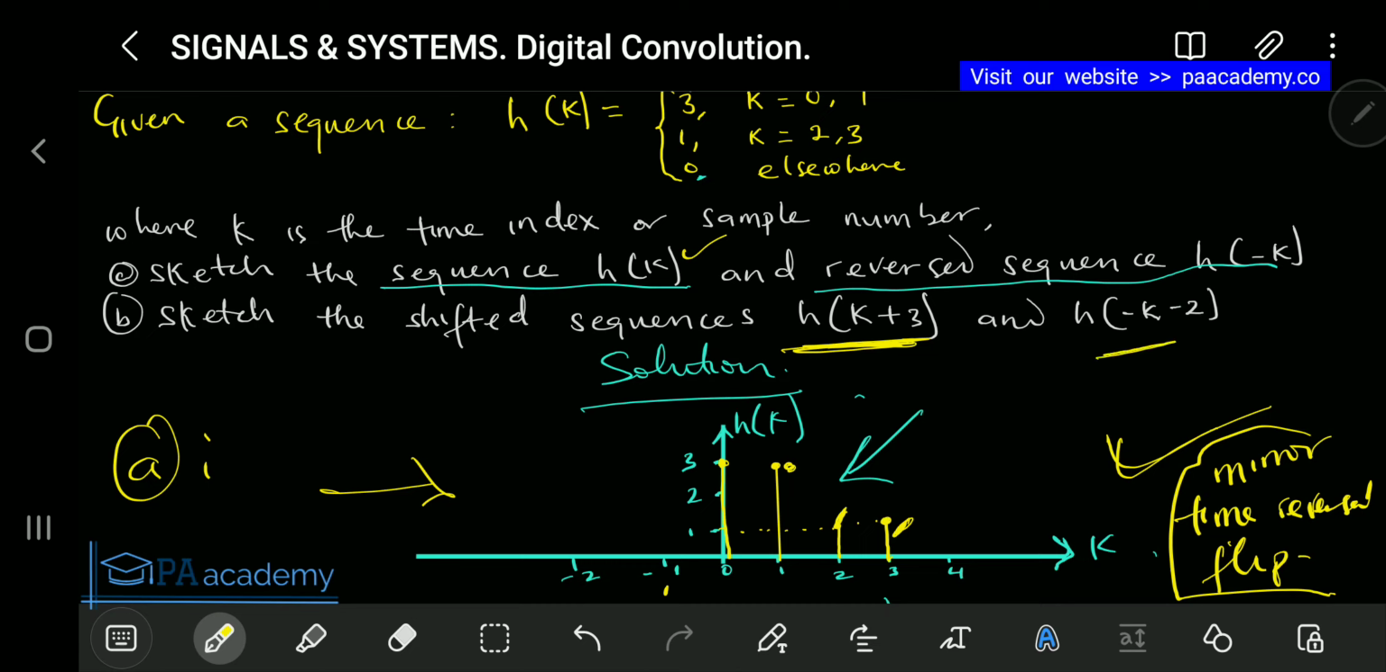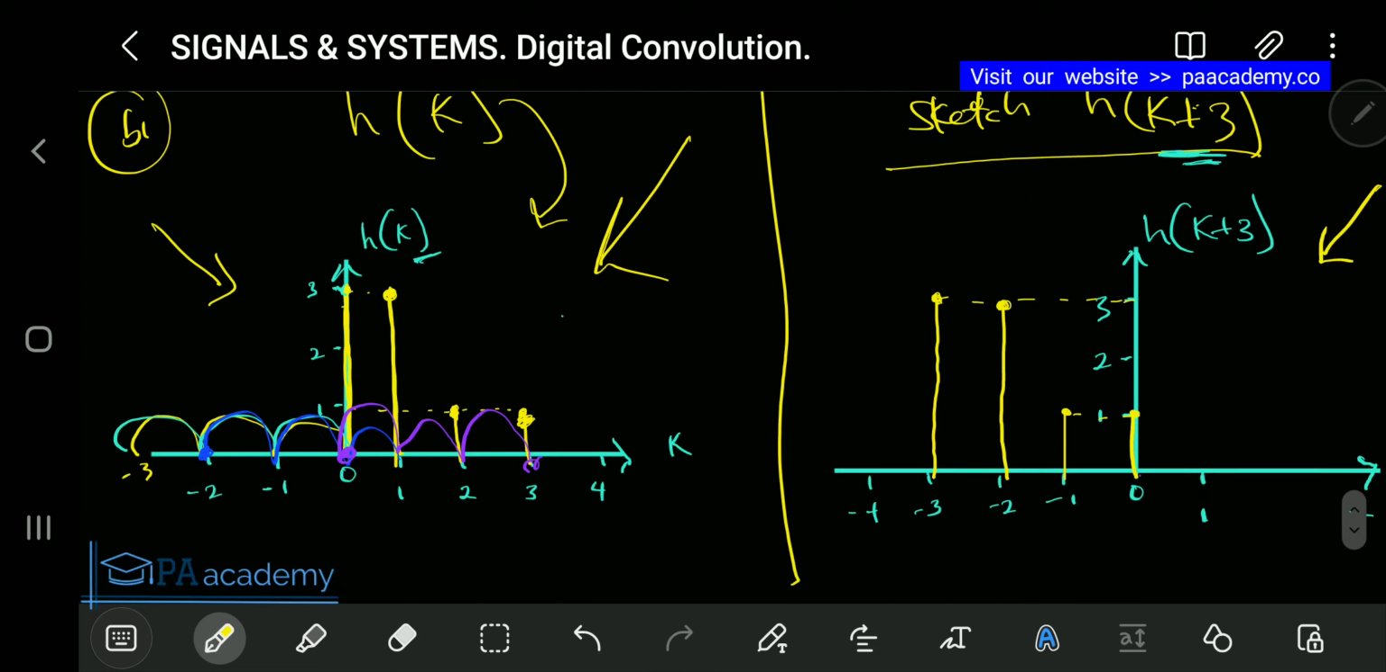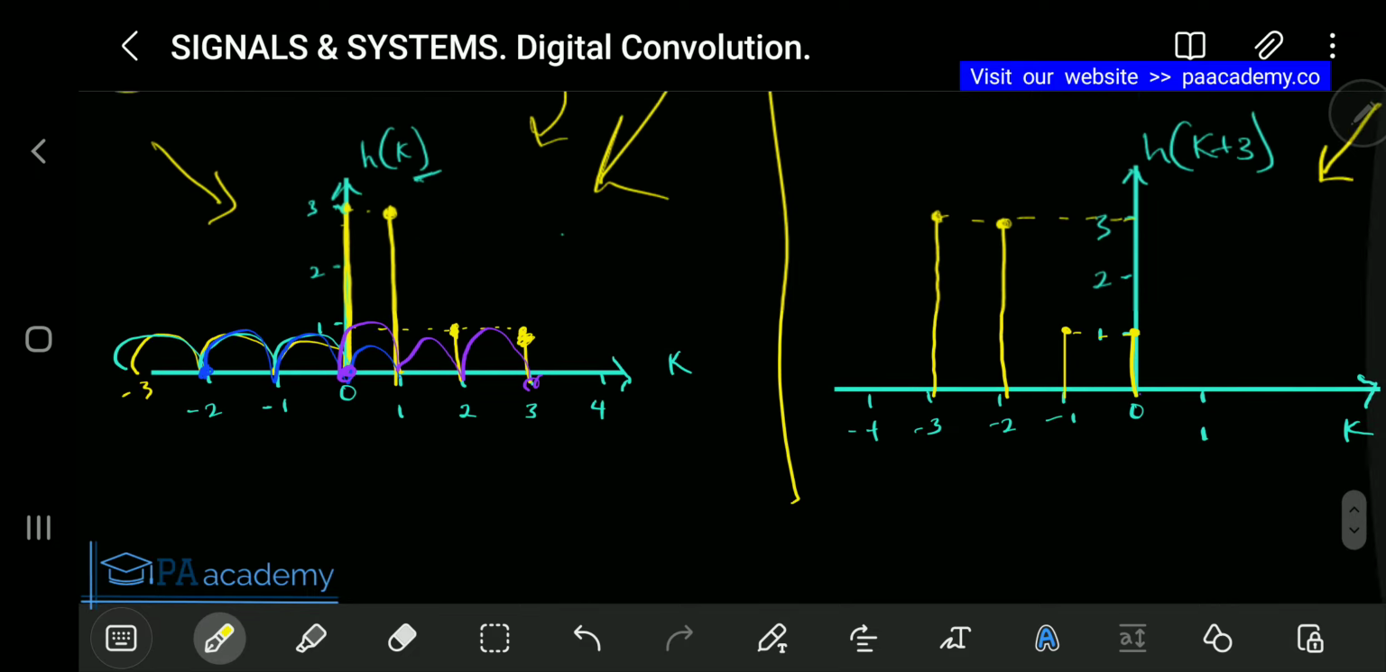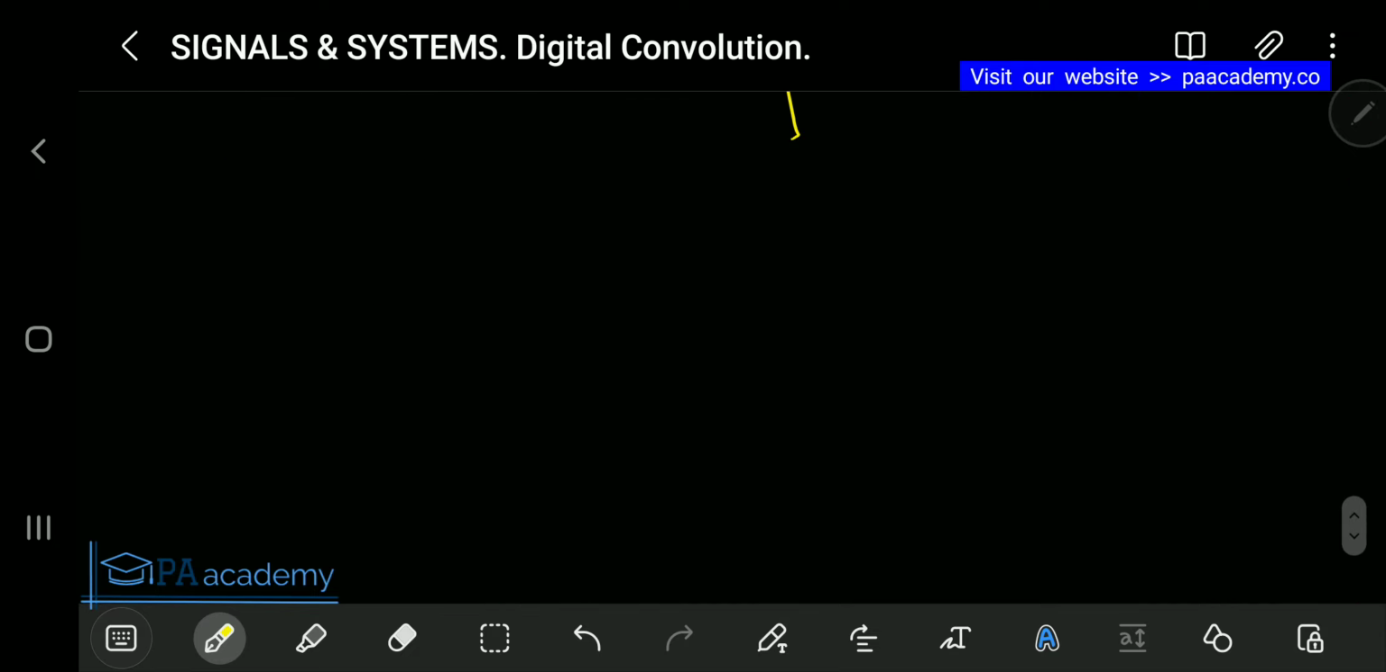Now let's sketch this h of minus k minus 2, and I want you to pay attention to this because it can be very confusing and tricky, but don't worry, you get the concept. So now let's call that question BII.